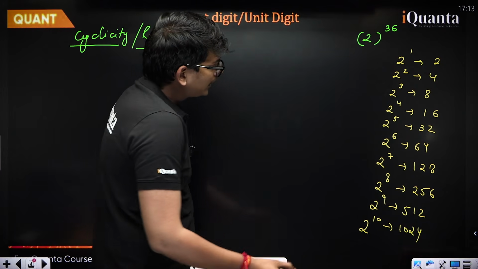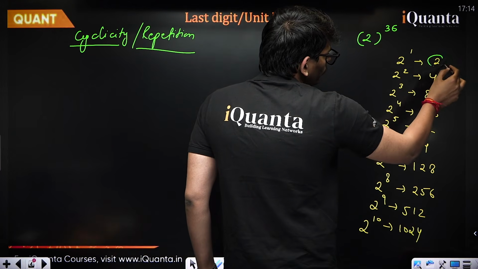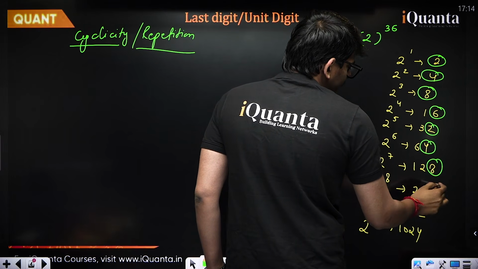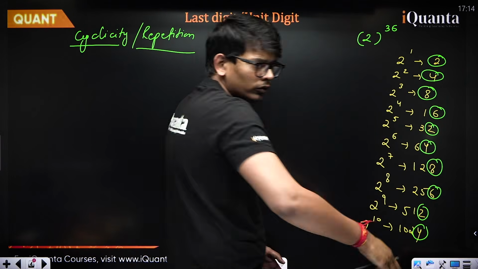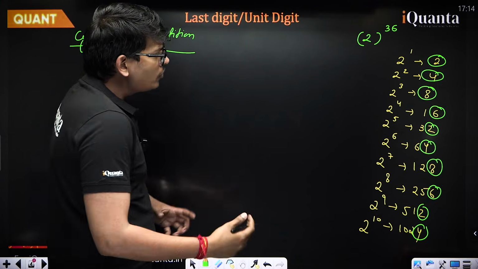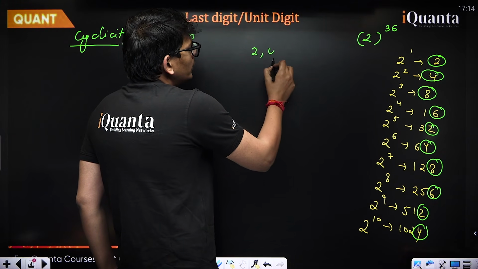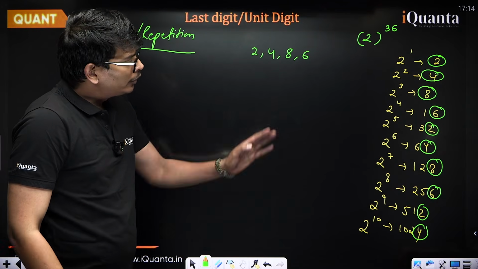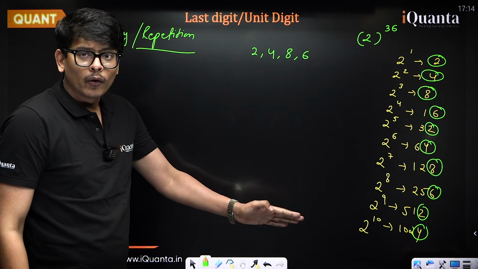Now observe one thing, 2, 4, 8, 6, 2, 4, 8, 6, 2, 4, and so on. So that means the powers of 2 always end with 2, 4, 8, 6. Then again it starts repeating: 2, 4, 8, 6, 2, 4, 8, 6.